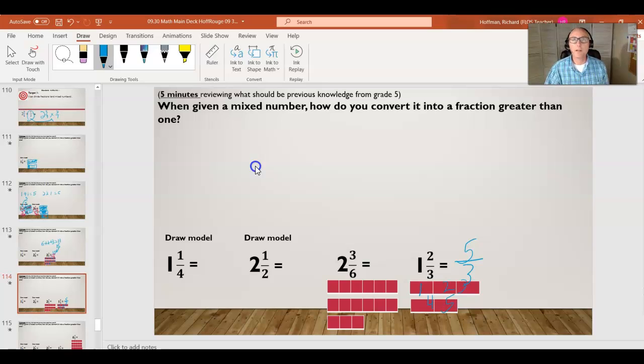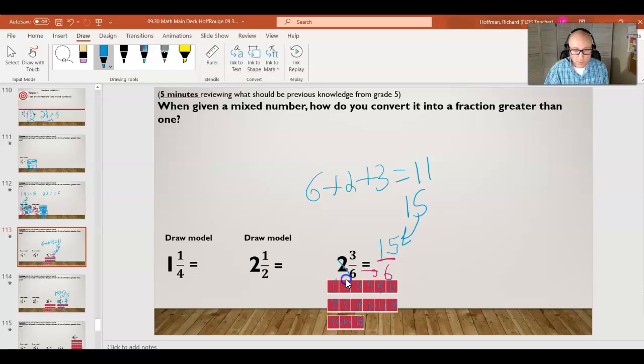Okay, you give up? All right, I'm going to have to tell you. Say 1 times 3 plus 2. So you take the whole number, multiply it by the denominator, then add the numerator. 1 times 3 is 3. What's 3 plus 2? 5. Does that work every time? Let's see.